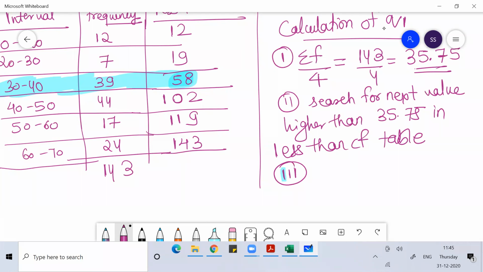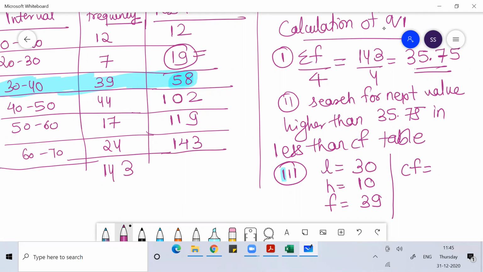Once you get that, then what is L? L is the lower limit of the class interval, that is 30. What is h? h is the height or class width. Then what is f? f is the frequency, that is 39. Then what is cf? cf is the cumulative frequency before it. So here that is 19.